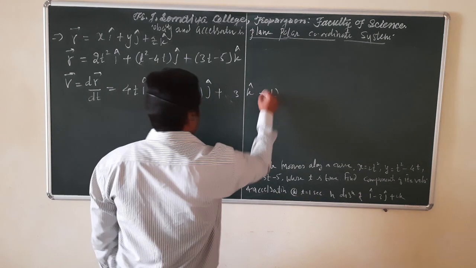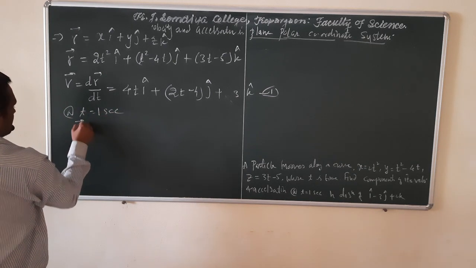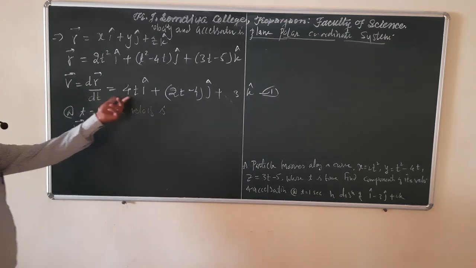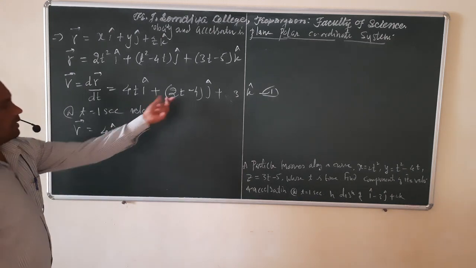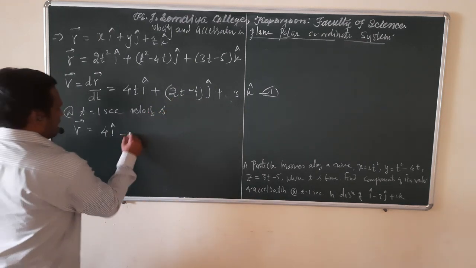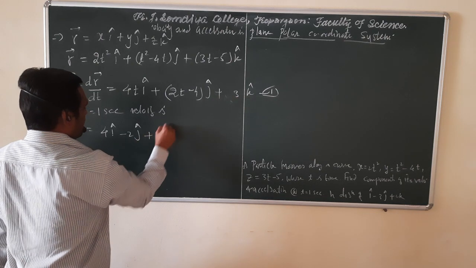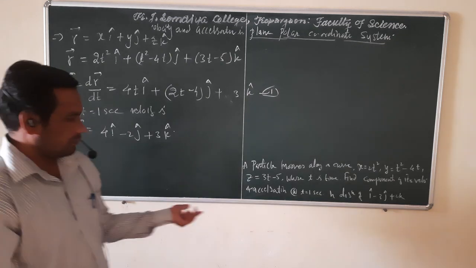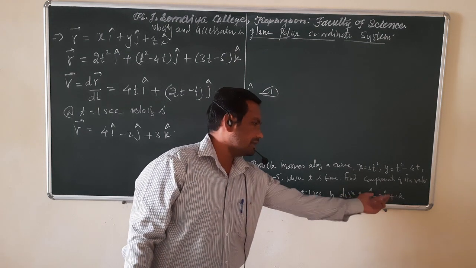So call this equation 1. So at t equal to 1 second, its velocity is v is equal to, now see, put t equal to 1, here we have 4 i cap. If you put t equal to 1, this will become 2 minus 4, which is minus 2 j cap, and if you put t equal to 1, it will remain 3 into k cap. Now we have to find out the component of this in the direction of i minus 3j plus 2k.